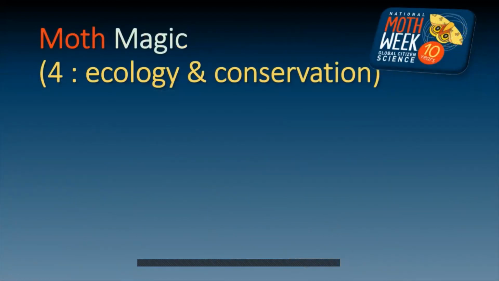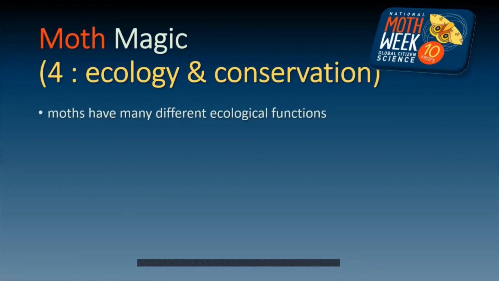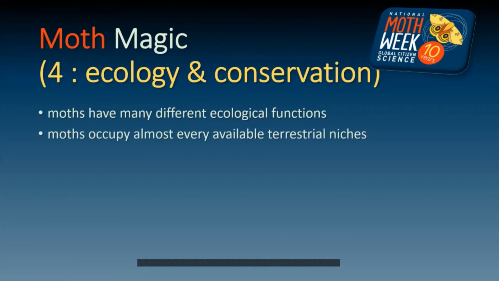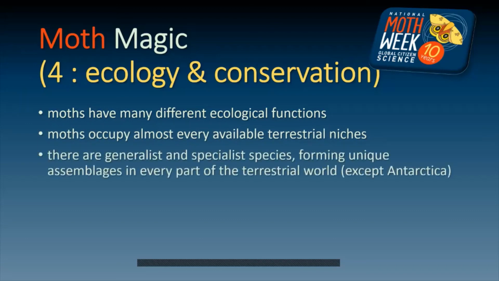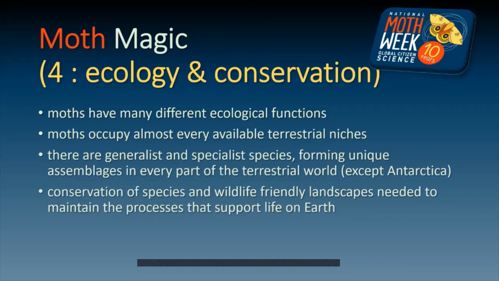That's all I have time for. Quickly summing up, we've been through and looked at different ecological functions of moths, where they're found through niche occupancy, that there are species that specialize, that there are species that are generalist, and we can find assemblages that are unique almost everywhere in the world. And that conservation of the species relies upon our approach to landscape level conservation that maintains processes that support life on Earth.